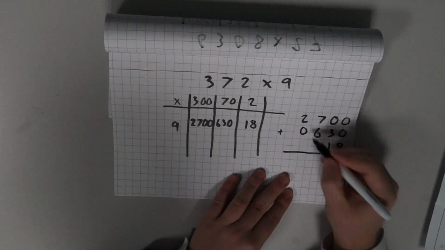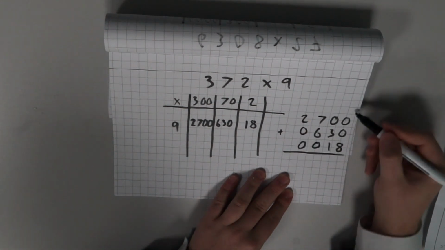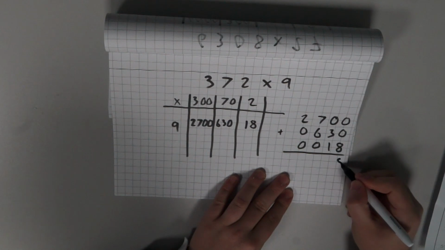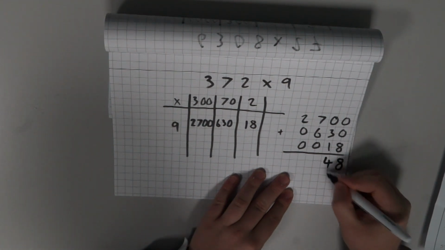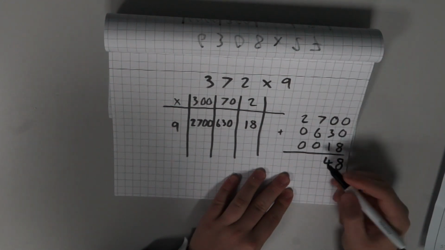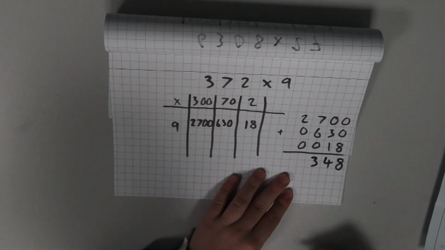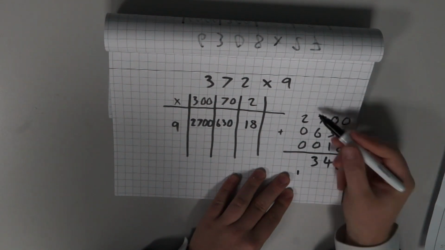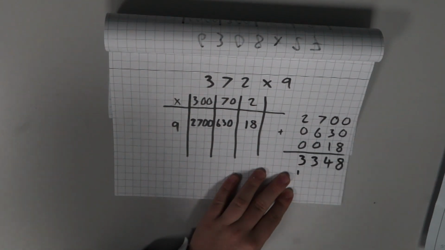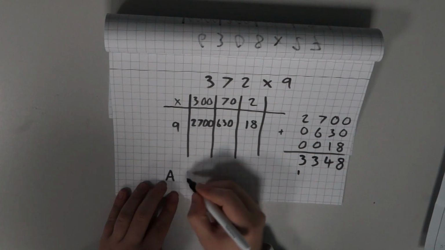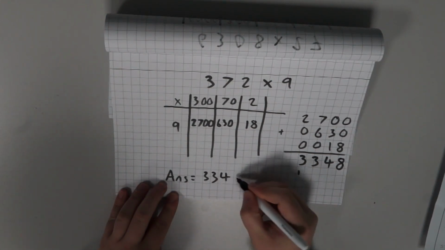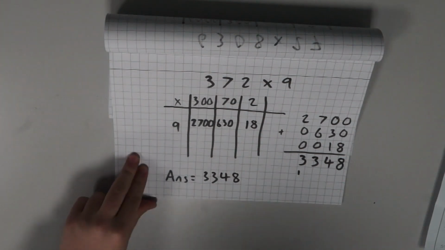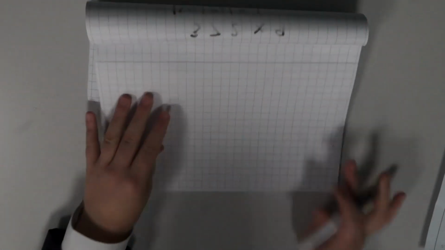To help me out, I'm going to put in my placeholders of 0 on each one. Add going down, 0 add 8 gives me 8, 0 add 3 add 1 gives me 4, 7 add 6 add 0 gives me 13. I'm going to put the 3 there and the 1 down here, and then 2 add 1 gives me 3. So my answer for this question is 3,348.